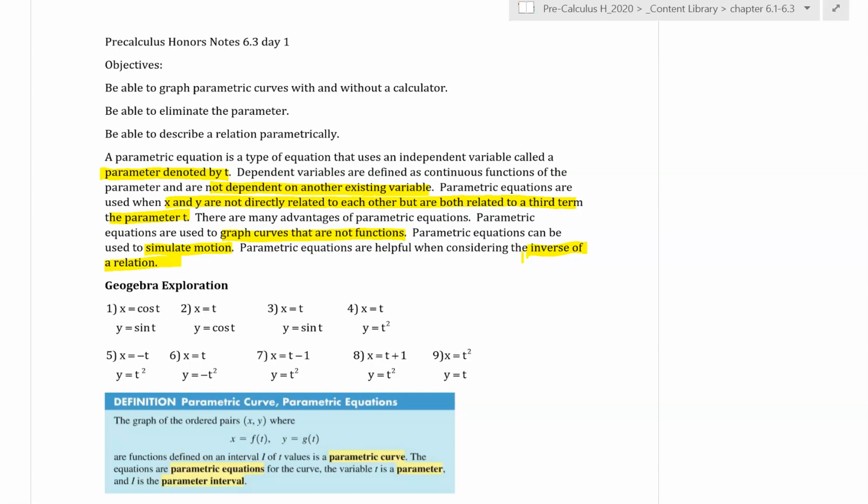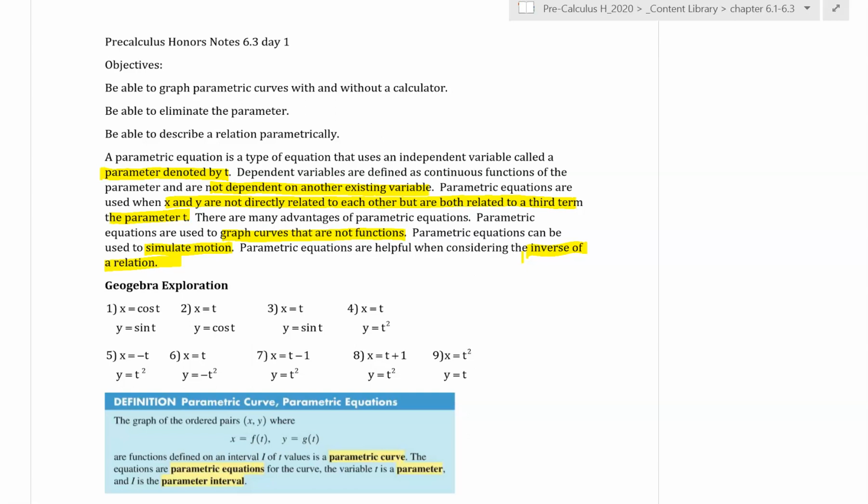Okay, so a parametric equation is a type of equation that uses an independent variable called a parameter, and we're going to denote that parameter by t. Dependent variables are defined as continuous functions of the parameter and are not dependent on another existing variable. Parametric equations are used when x and y are not directly related to each other, but are both related to a third term, the parameter t.